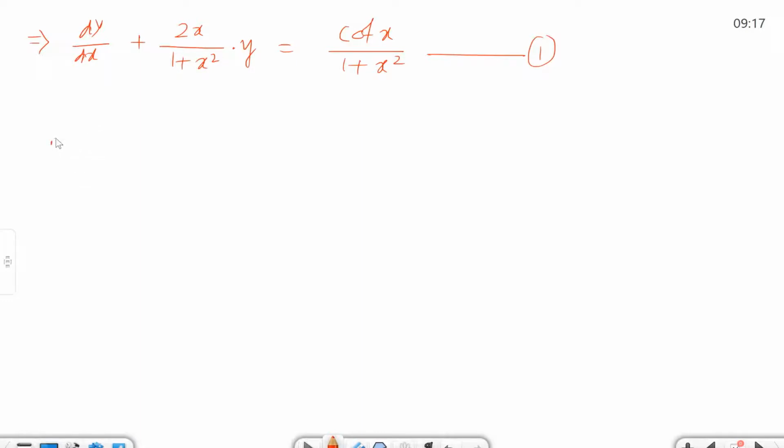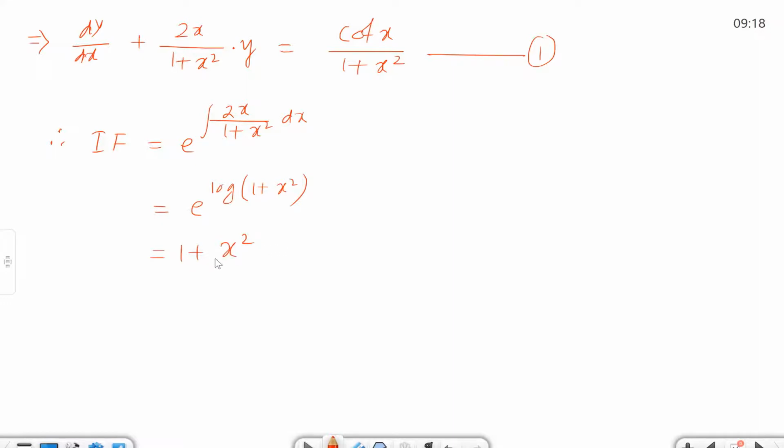therefore integrating factor IF is equal to e power integration P dx. P is the coefficient of y, this total expression, that is twice x divided by 1 plus x square, dx, and this is equal to e to the power, and you see the integral here, the numerator is the derivative of the denominator, because differentiation of 1 plus x square is 0 plus twice x, that is twice x. So it is obviously log of the denominator, log of 1 plus x square, and e to the power log, obviously 1 plus x square is the integrating factor.